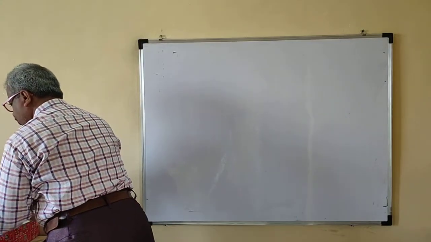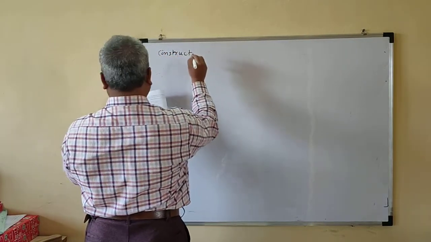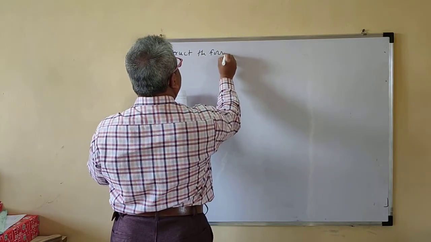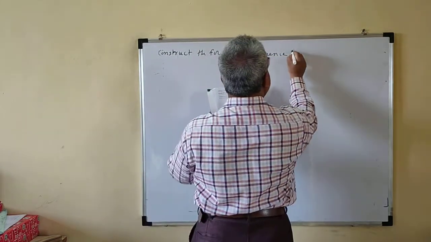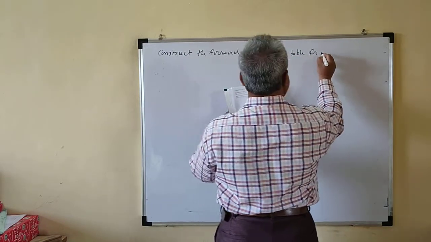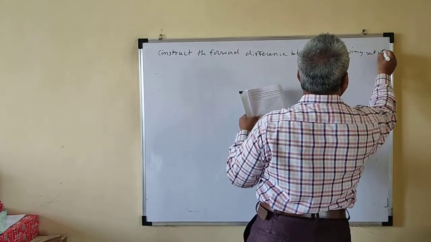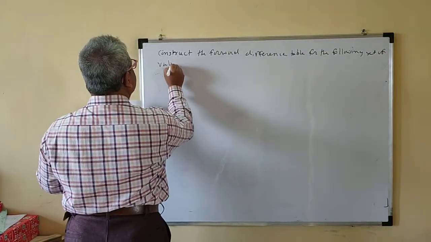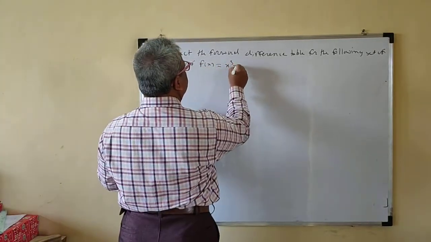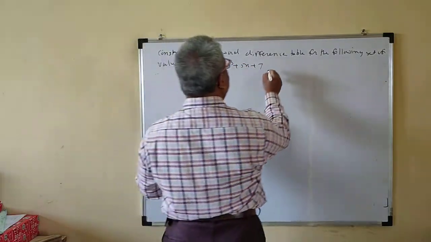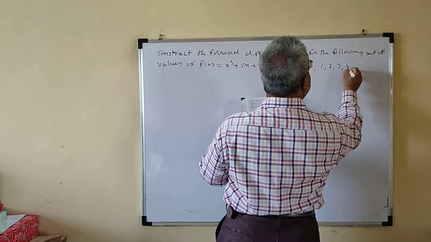Next, construct the forward difference table for the following set of values of f of x is equal to x cube plus 5x plus 7 for x is equal to minus 1, 0, 1, 2, 3, 4, 5.